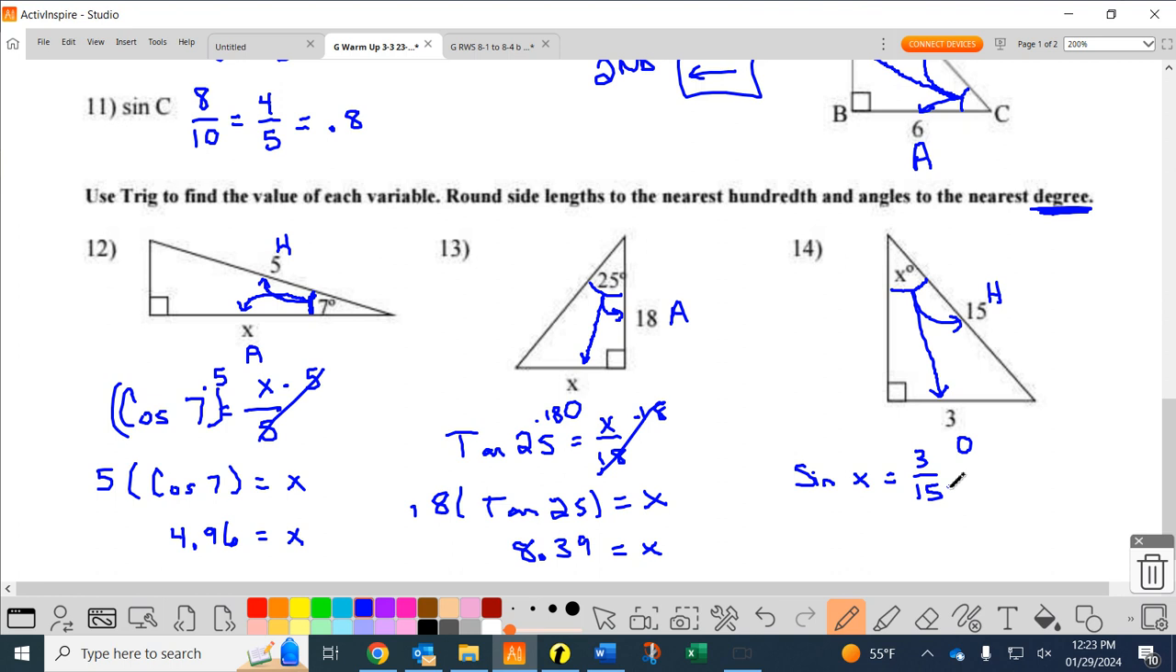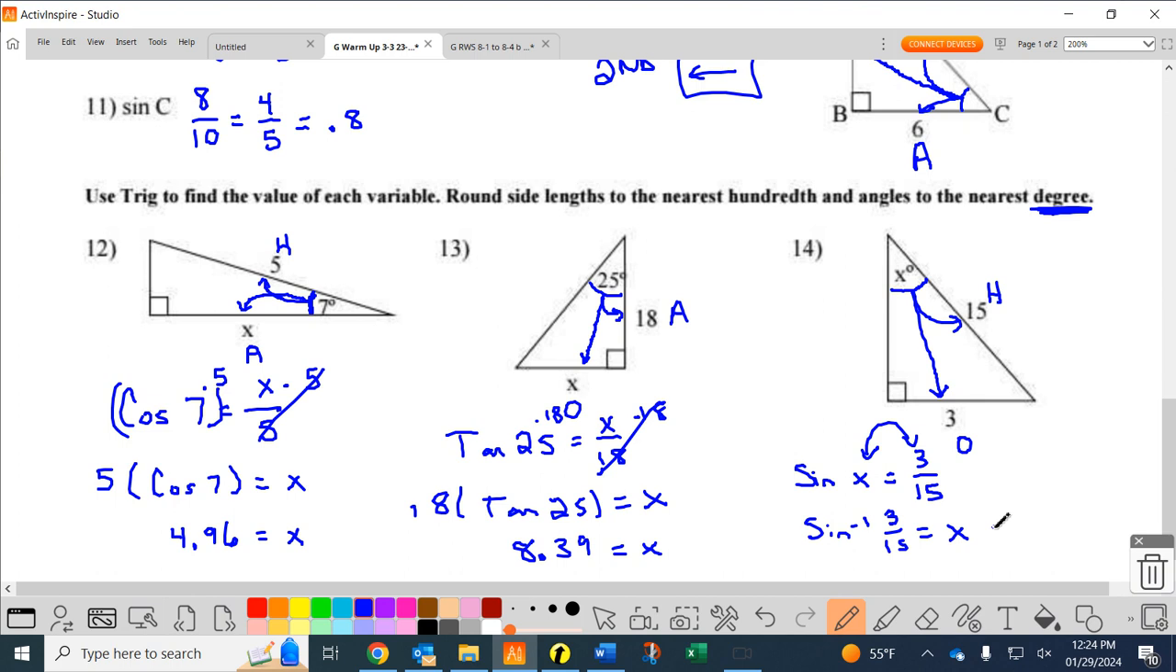And then you're going to make it the inverse function. So you're going to make it sine negative 1, and you're going to switch these two things. That's what the inverse function does, is switch those two. So that you now have sine negative 1 of 3 over 15 equals x. Sine negative 1, the inverse function of sine, 3 over 15, and it equals x.